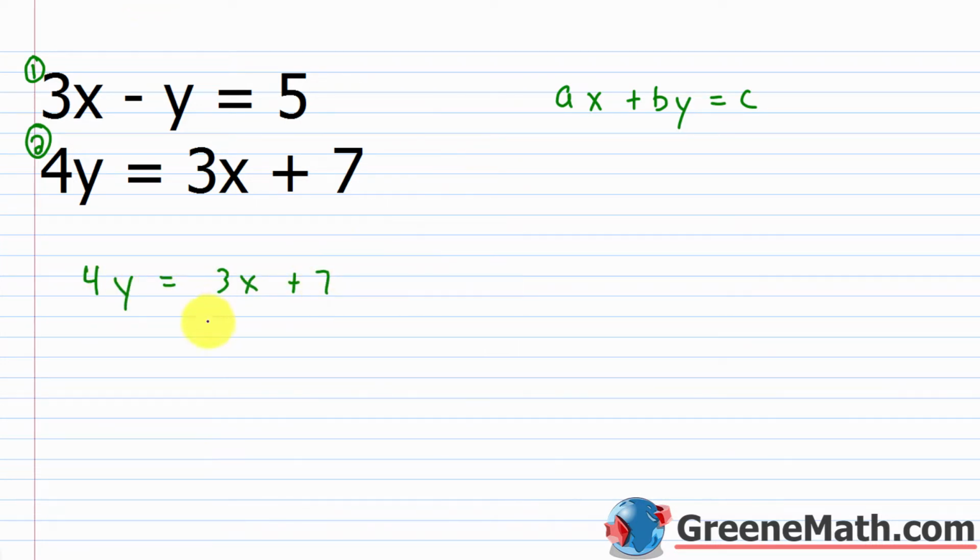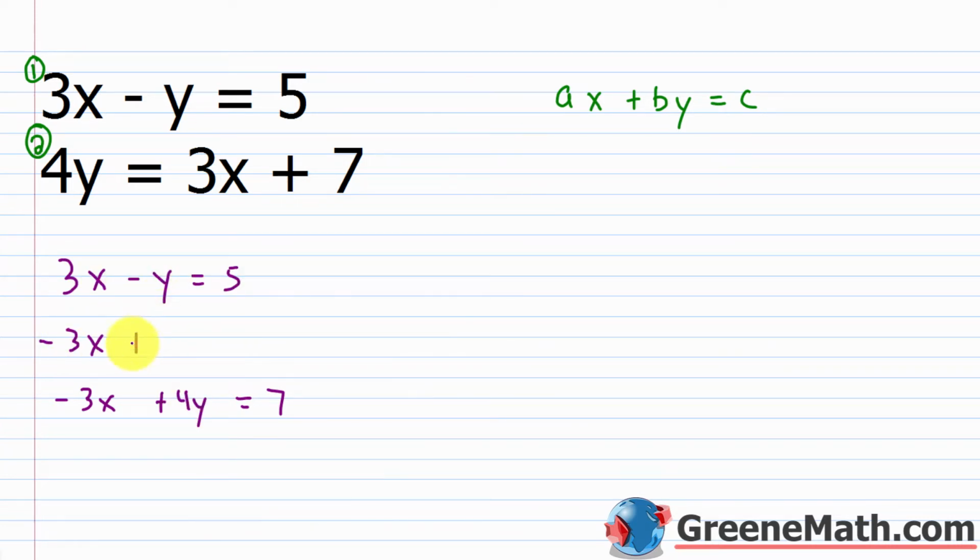All I need to do is subtract 3x from both sides of the equation, and I would have -3x plus 4y is equal to 7. So now it matches this. And again, we're using the looser definition. So let me erase this real quick, and I will drag this up here and just say that we have 3x minus y equals 5, and then this guy, -3x plus 4y is equal to 7.